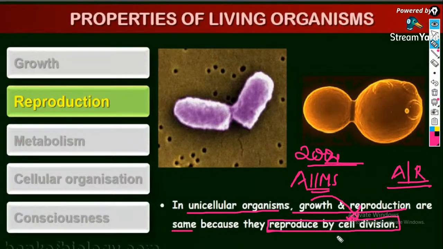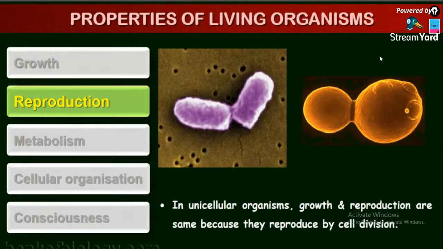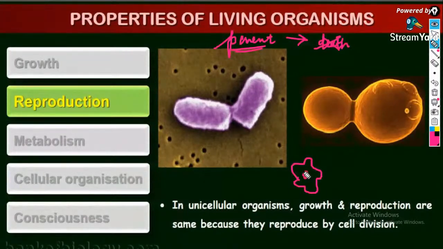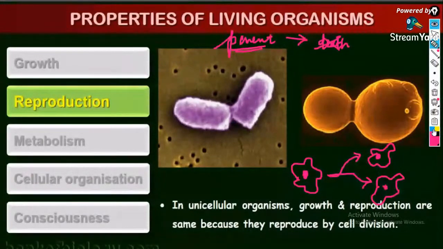So growth and reproduction are synonymous in the case of unicellular organisms. Suppose in a unicellular organism, the parent does not have death. The parent cell never undergoes death. Suppose this is the parent, a unicellular amoeba, and this cell splits to form two cells. Everything of the parent is in these two cells. This particular parent itself just replicated into two.